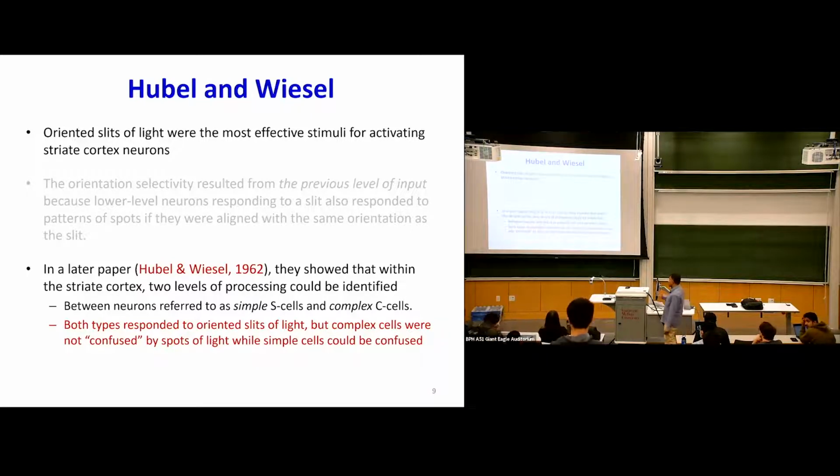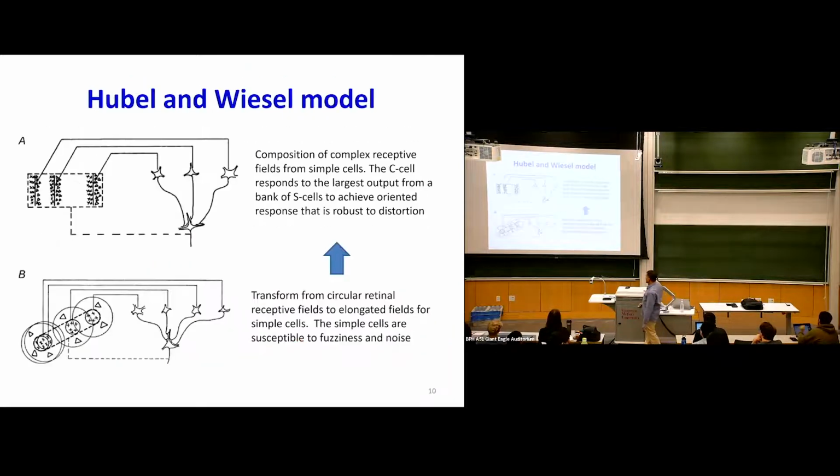In a later paper, they showed that within the striate cortex, there are actually two levels of processing. The first level of processing was what they call S cells or simple cells, which responded to these oriented patterns of light. And the second level of processing was by these so-called C cells, which stood for complex cells, which cleaned up the response of the S cells.